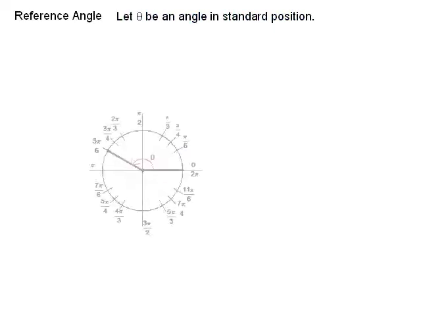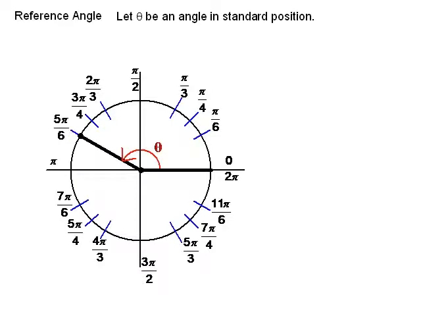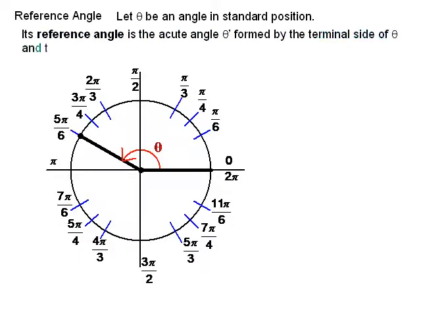Alright, next bit of information we need is what is called a reference angle. If we let theta be an angle in standard position, so given in our picture here, our theta is 5 pi over 6, our reference angle is the acute angle theta prime formed by the terminal side of the angle and the horizontal axis. So the angle that we're looking at is this highlighted angle. That is going to be our theta prime.